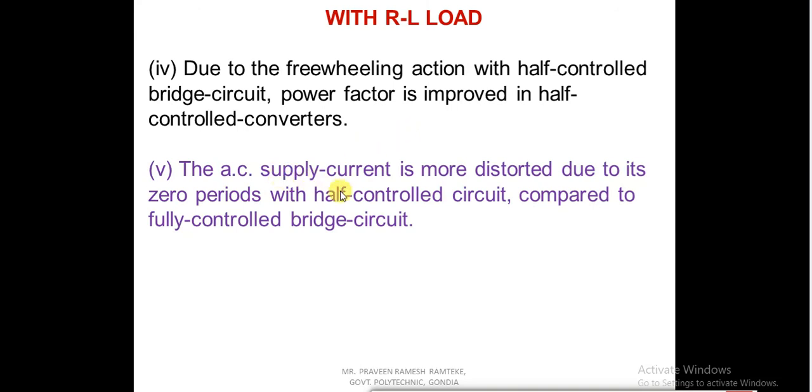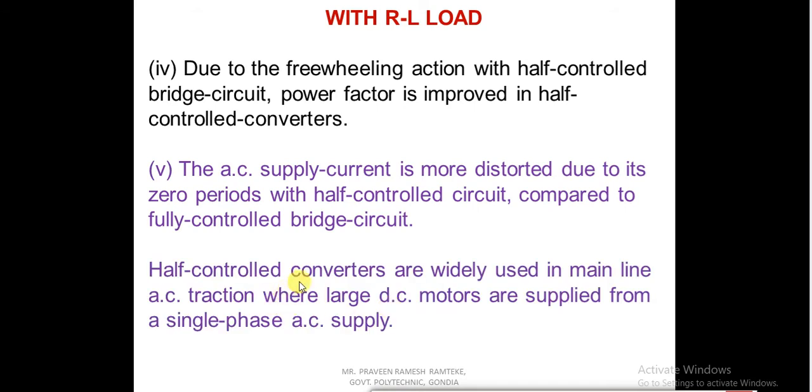The AC supply current is more distorted due to its zero periods with half control circuit compared to fully controlled bridge circuit. Now this is supposed to be the disadvantage of the half control circuit, because the AC supply current is more distorted due to its zero periods in half control circuit.